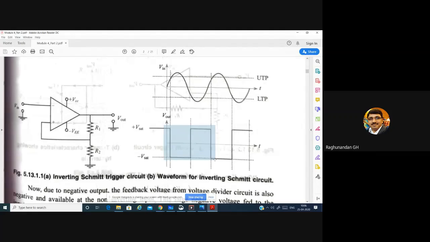Why do we get like this? My question is simple. Whenever input becomes greater than UTP, output goes to negative. Whenever the input crosses LTP, output becomes positive. Why is it happening? Sir, input is given to the inverting terminal.